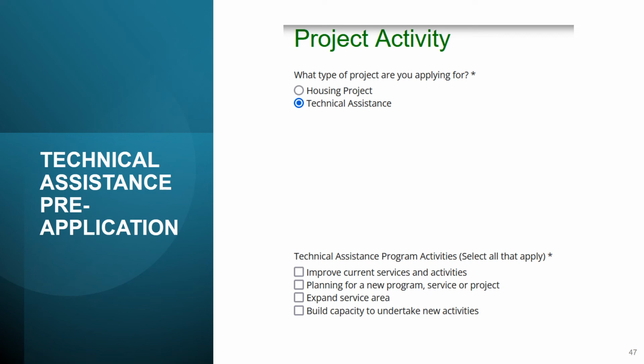Improve current services and activities, planning for a new program, service, or project. Are you expanding the service area and have costs related to that? Are you building capacity to undertake new activities? This application for technical assistance should support an eligible nonprofit organization that will engage in the creation of affordable housing. The goal of the technical assistance project is to substantially increase the recipient's ability to produce affordable housing.